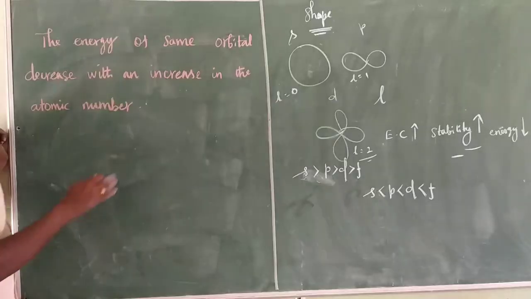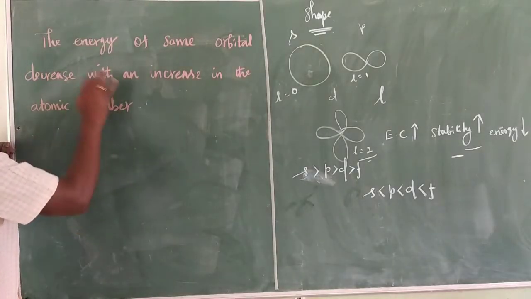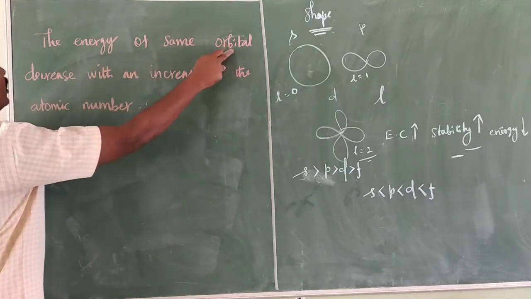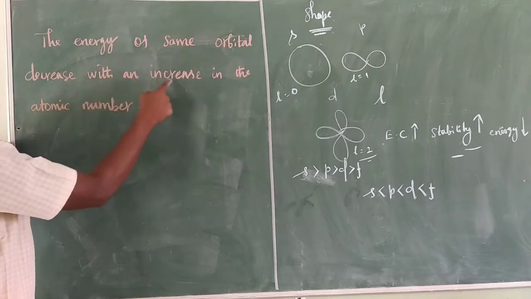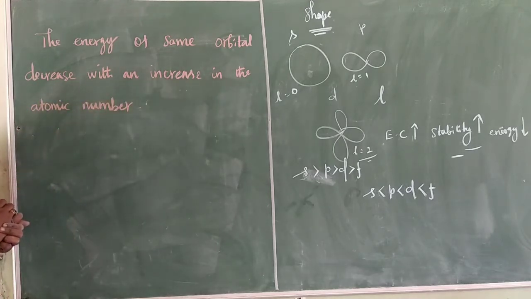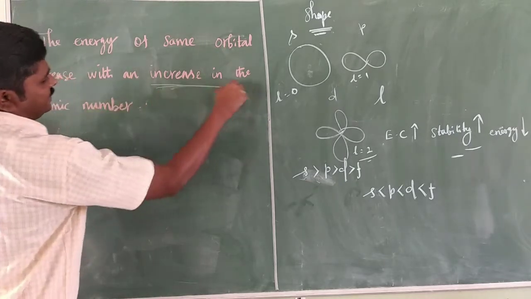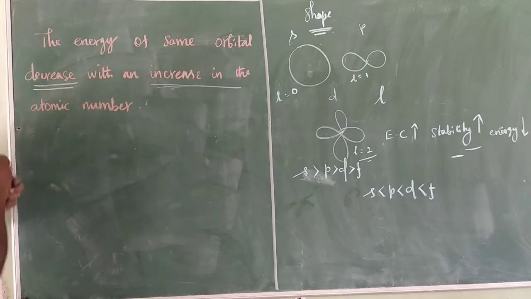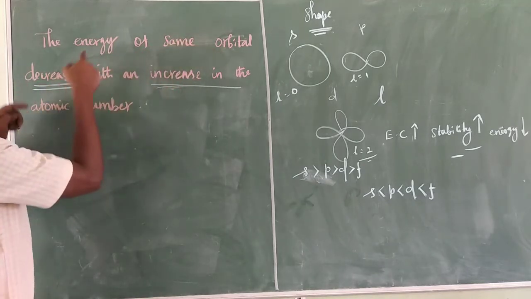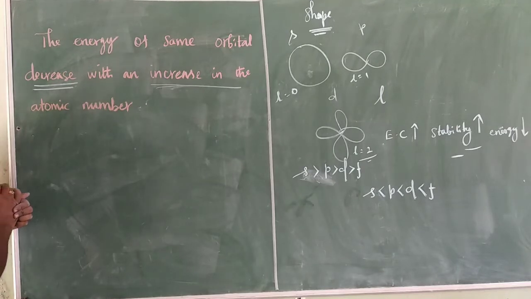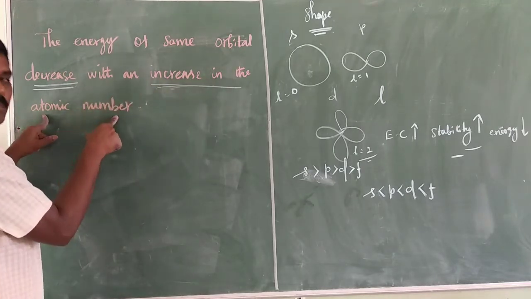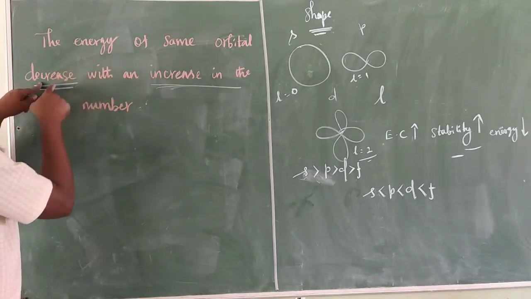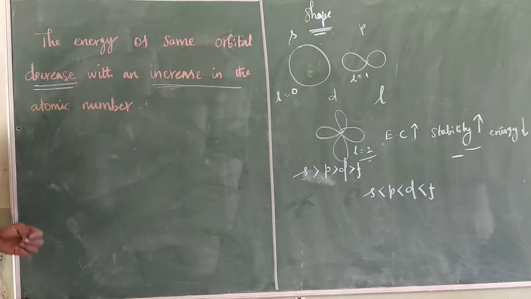The next point: the energy of the same orbital decreases with an increase in the atomic number. As the atomic number increases, the energy of the same orbital decreases.